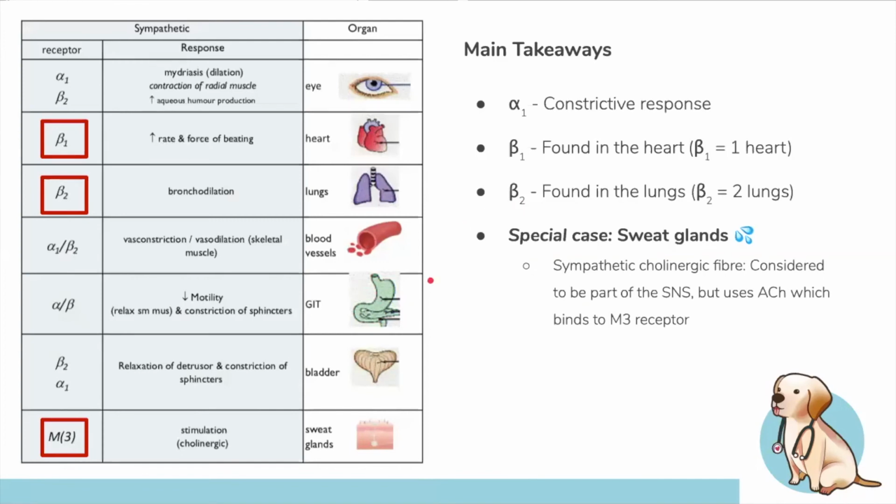Okay, really high yield stuff will be this slide and the next slide. So know these two. Main takeaways: first of all, know this table, but the main stuff you need to know is alpha 1 is going to have a constrictive response, and then beta 1 and beta 2 are found in the heart and the lungs respectively. Special case is your sweat glands, which are considered a sympathetic cholinergic fiber. That means it responds to a sympathetic response. However, it's a cholinergic fiber, meaning that it releases acetylcholine and binds to muscarinic receptors. A bit confusing, but just know this as the one exception to everything else.